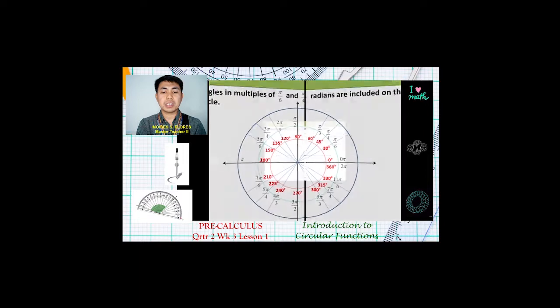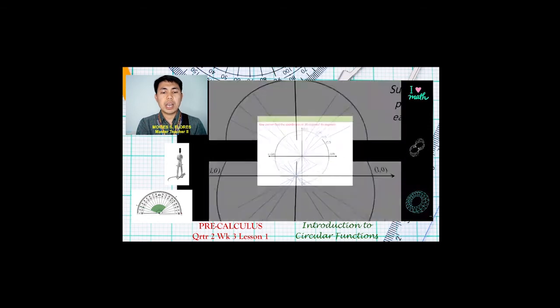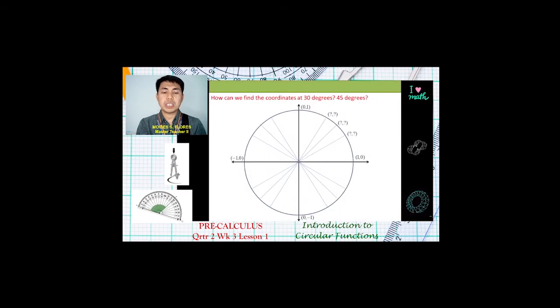So after determining the different angles included in our unit circle, let us now determine the coordinates of the unit circle, starting with the axes. We have (1, 0), (0, 1), (-1, 0), and (0, -1). Now the question is, how can we find the coordinates at 30 degrees and 45 degrees? Let us determine how we know the different coordinates of those.